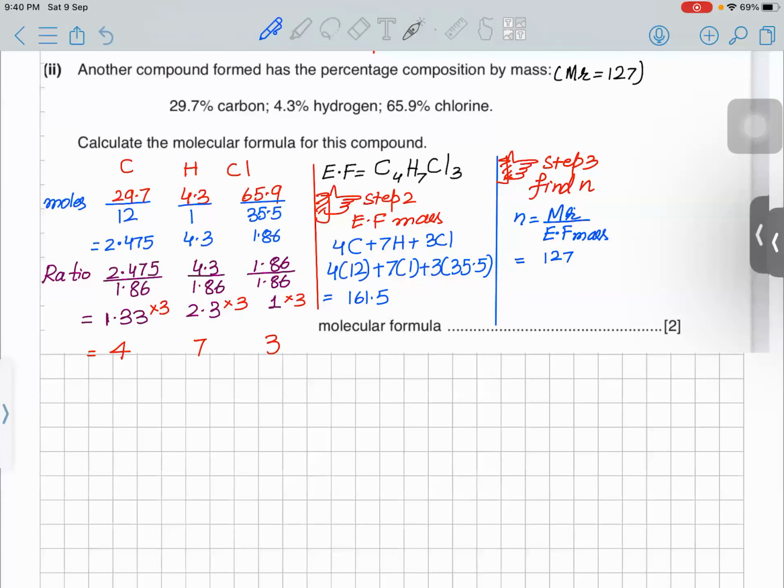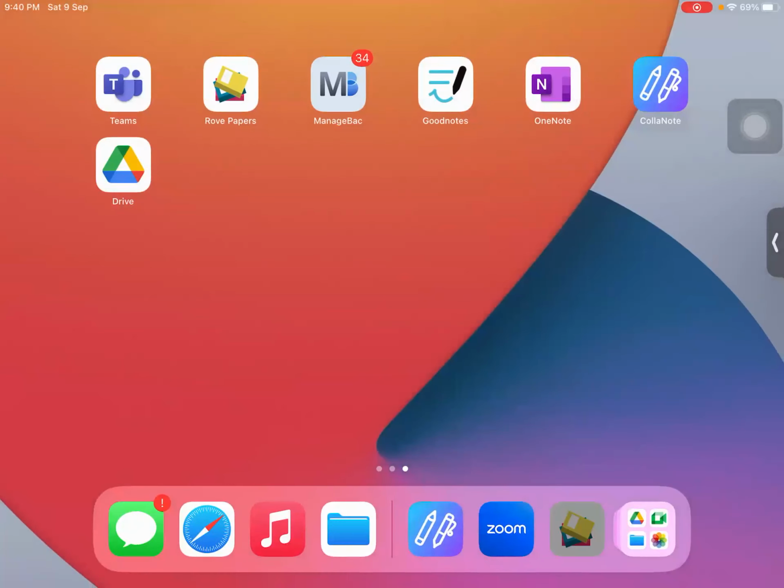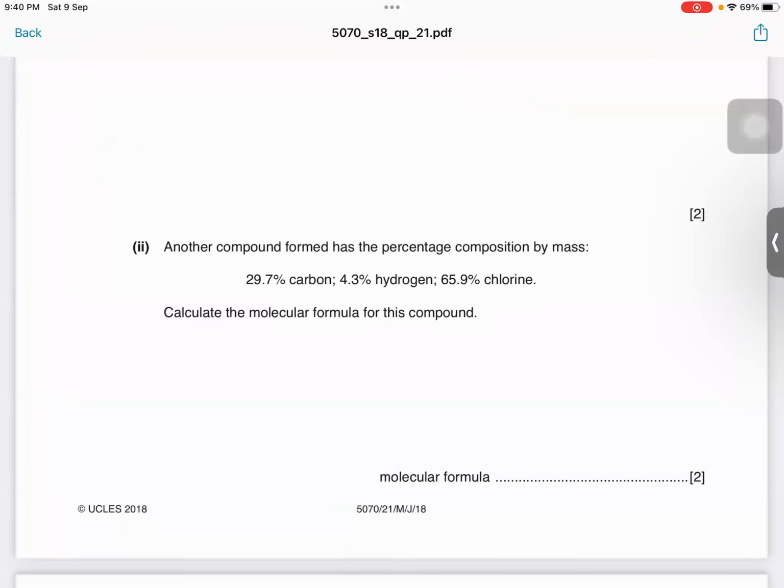Yes, sir, which paper was it? 5070, paper 2, variant 2. May/June 2018.